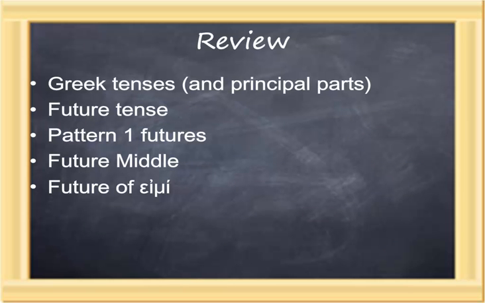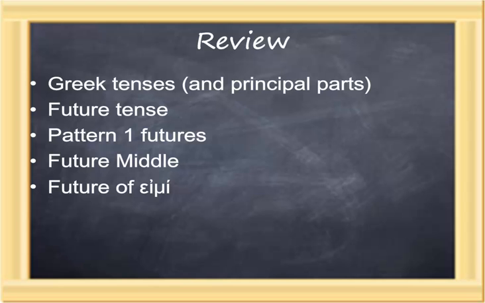So in this lesson, we've looked at the Greek tenses, there are 5, and the principal parts, there are 6. We're now starting to vary the tense, so we learned a new tense, the future tense, which translates just like the future does in English. And we learned the first pattern for forming those futures, adding a sigma as a tense formative to the future stem. When that future stem is a contract verb, the contract vowel lengthens.